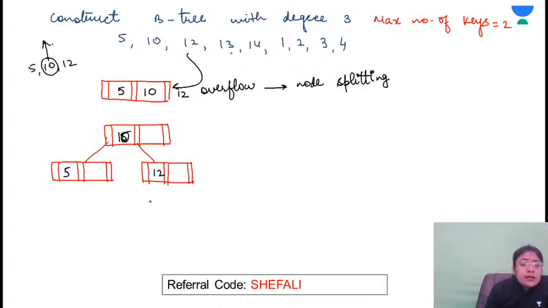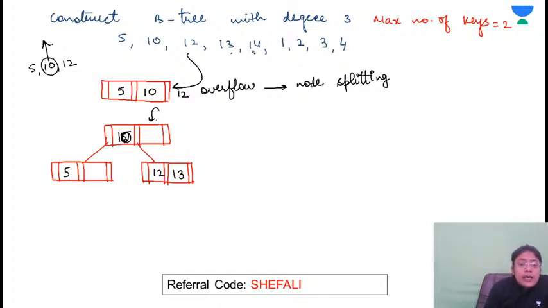Can I insert it here? 13 is coming up, so it will be compared with the root. 13 is greater than 10, so go to the right block pointer. In this, 13 will come here.